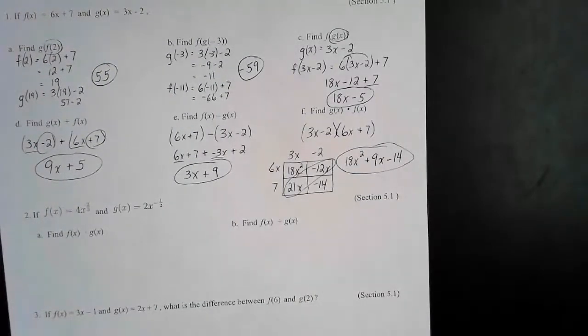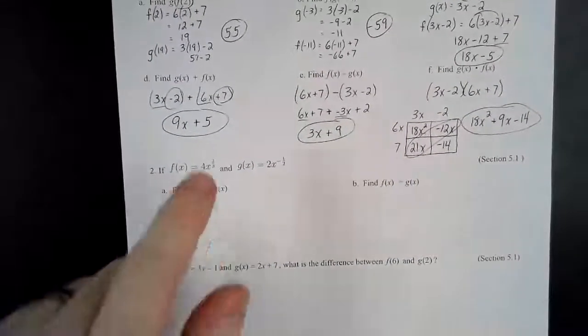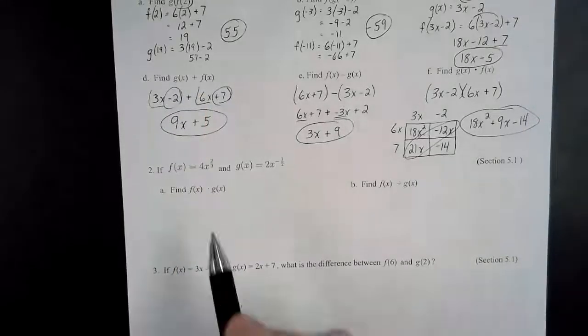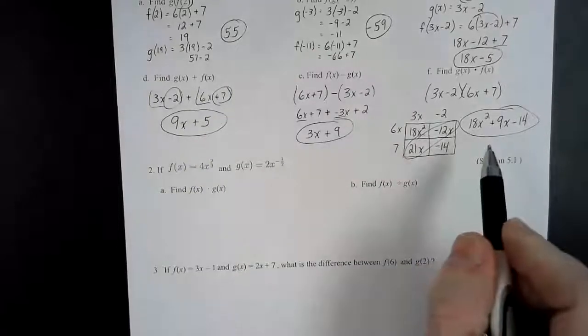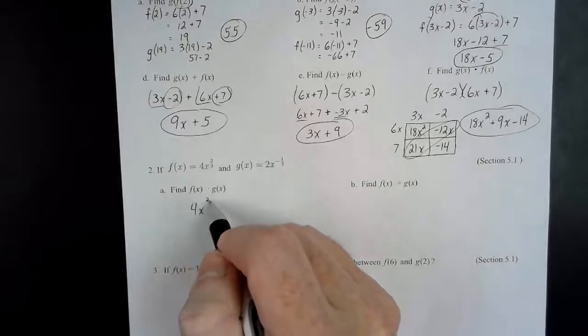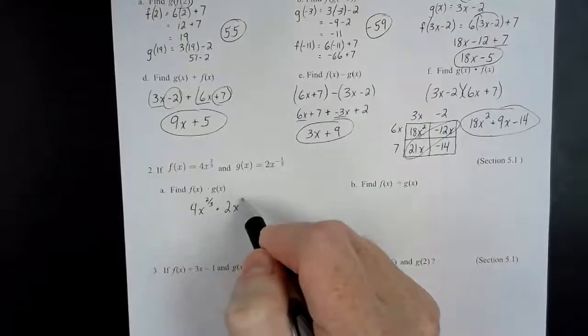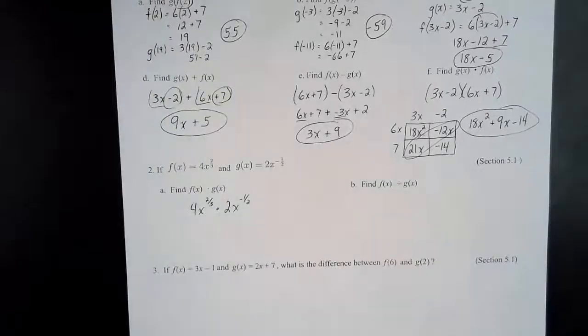All right, we're going to work with some new functions here. We're going to have a different f of x and a different g of x than we did up here. And we're still multiplying just as we did right here. F of x, 4x to the 2/3 times g of x, 2x to the negative 1/2.